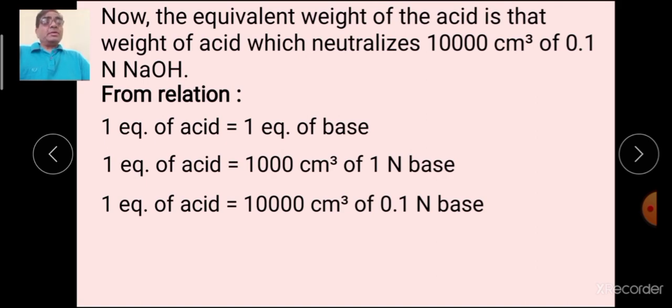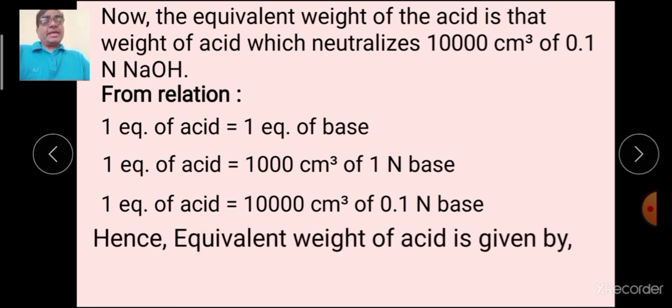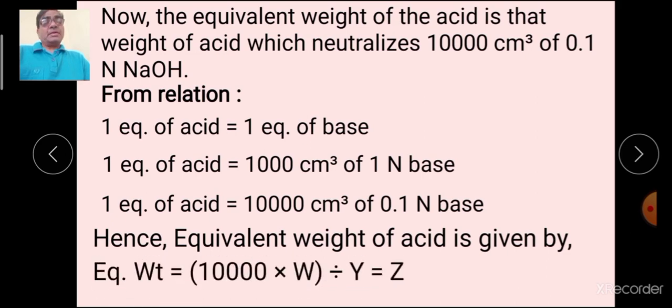We are taking normality as 0.1, and therefore here the volume is increased. This is 10,000 cm cube of 0.1 normal base will be required. Hence, equivalent weight of acid is given by equivalent weight equal to 10,000 into W divided by Y, that is equal to Z.